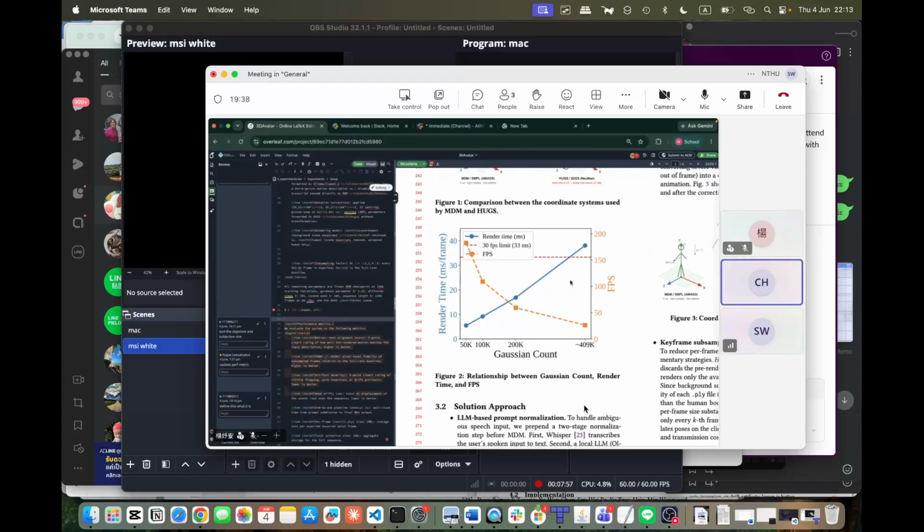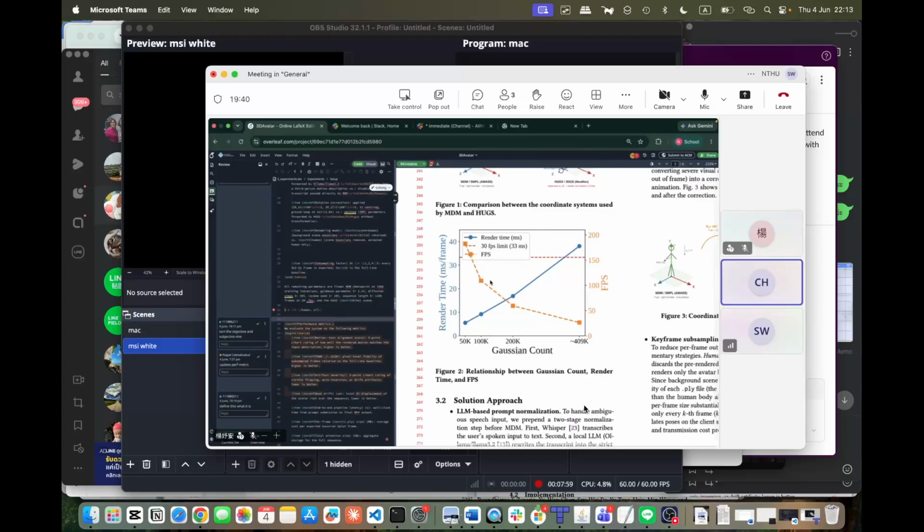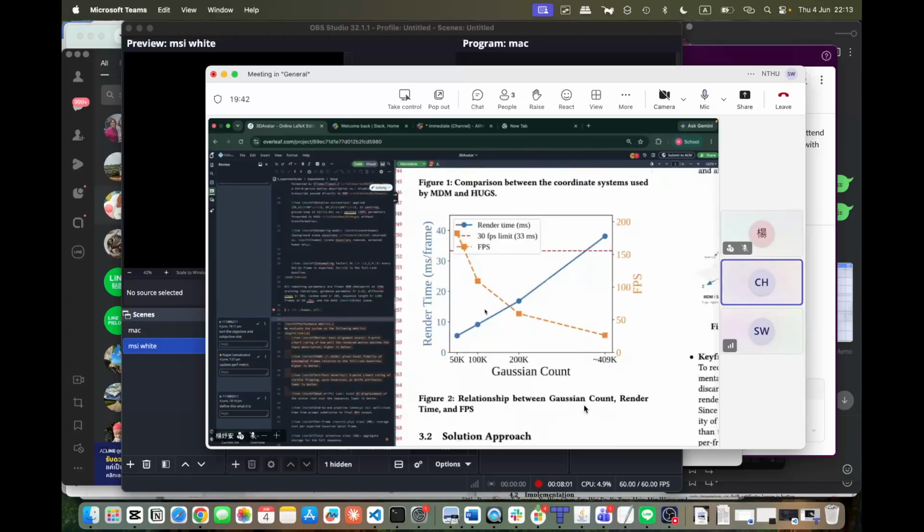Oh, the rendering time is only 40 milliseconds per frame. That's very good, right? Is that millisecond or second? Millisecond. It's not bad, but it's a bit long. If we do it dynamically, it's going to be a bit slow.